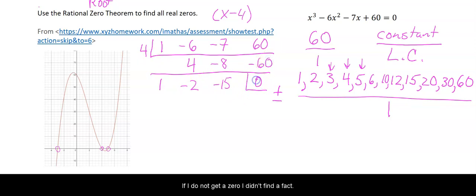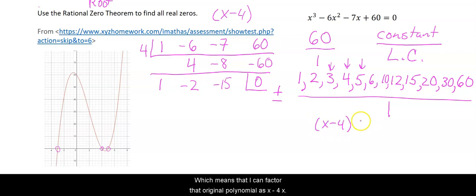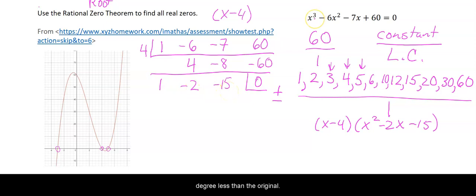If I do not get a 0, I didn't find a factor. The factors only occur when the remainder is exactly 0. In this case, the remainder is 0, so I know that x minus 4 is one of the factors, which means that I can factor that original polynomial as x minus 4 times the quotient, which is x squared minus 2x minus 15. This is coming from the numbers in the quotient, 1 degree less than the original.